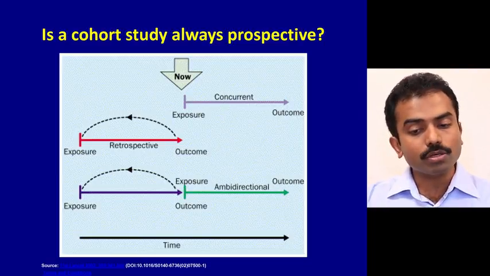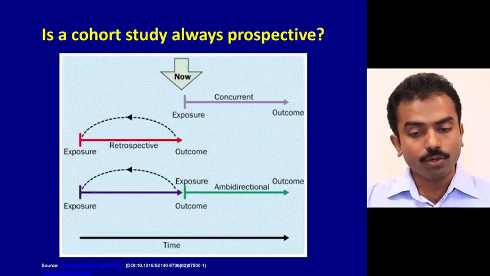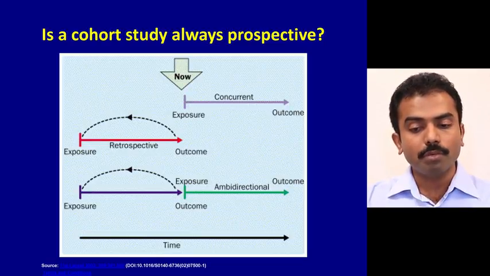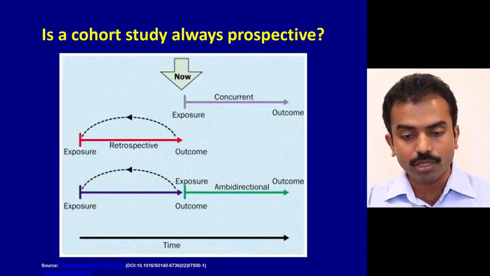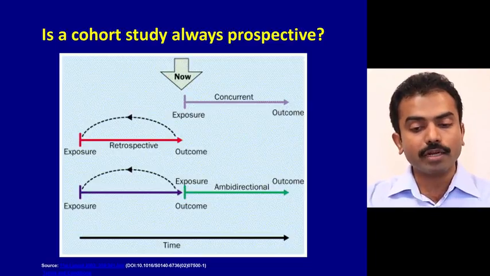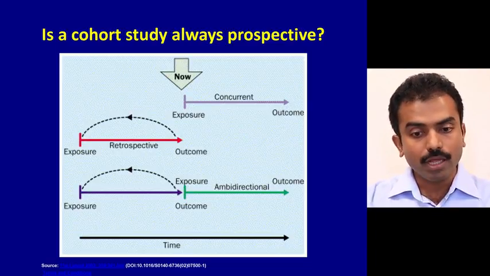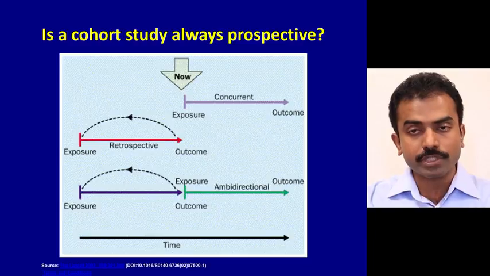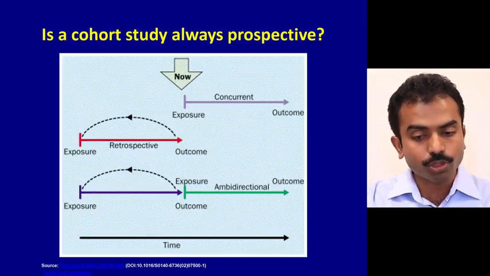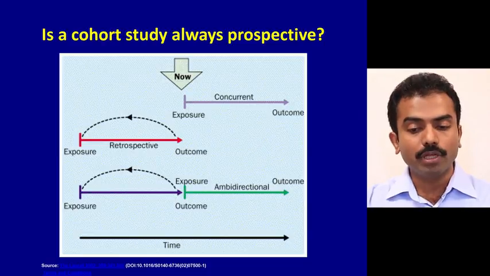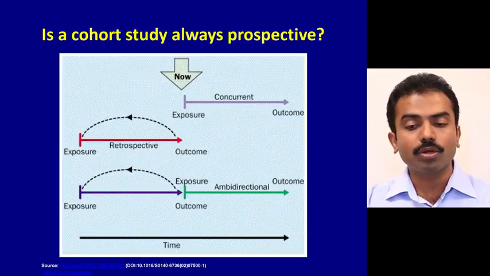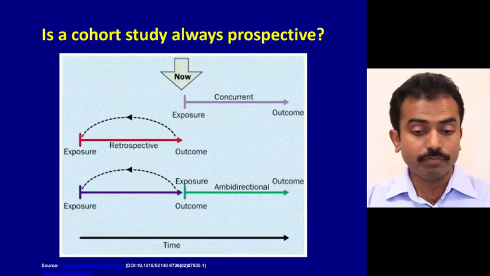But you can also do a similar thing going from exposure to outcome by looking at databases or retrospective charts, patient registers, in which case both exposure and outcome have already occurred, but your direction of study is still from exposure to outcome. That is called a retrospective or a non-concurrent cohort study, in which case both exposure and outcome have occurred.